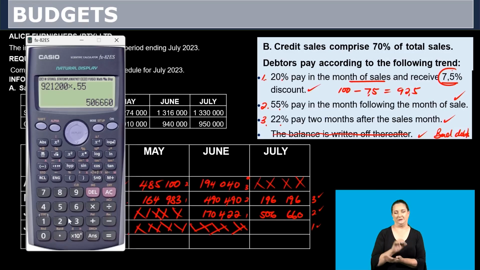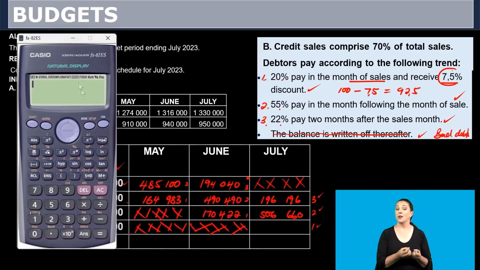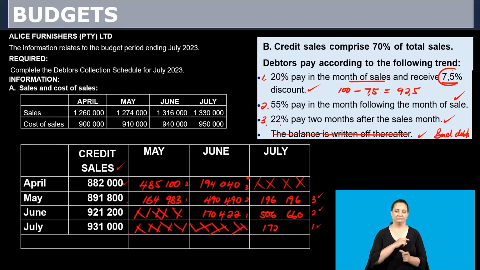So in July, how much were the credit sales? 931,000. And then how much am I getting? 20%, and then I get 92.5% of that. That is 172,235. And then you simply add to get your amounts here at the bottom. That is what you simply do.